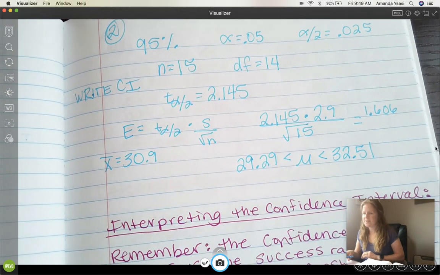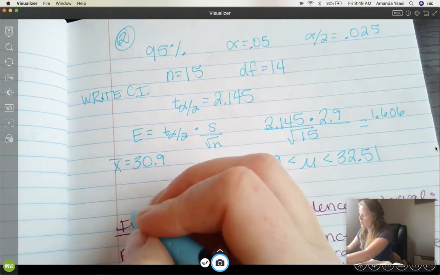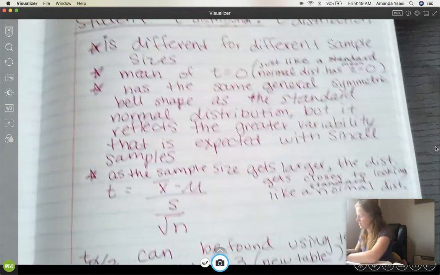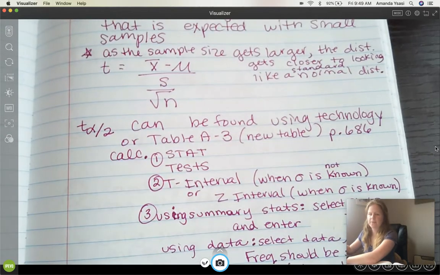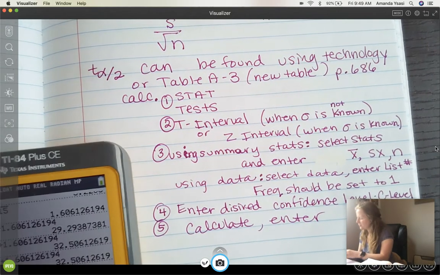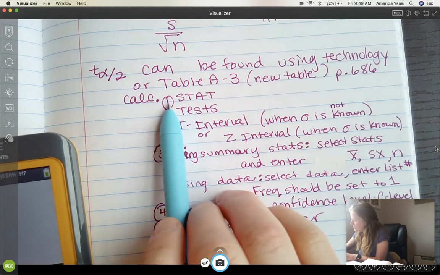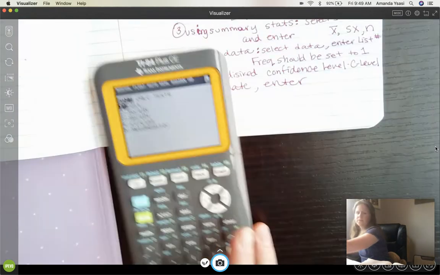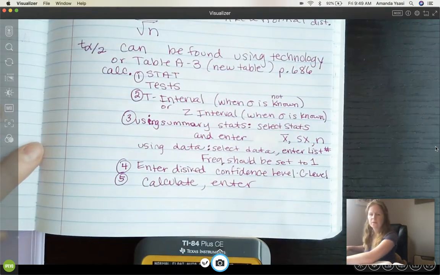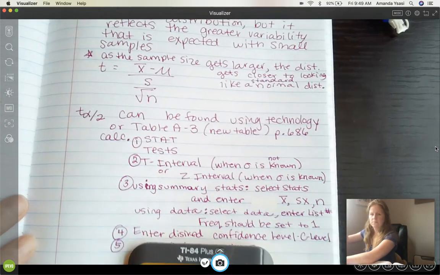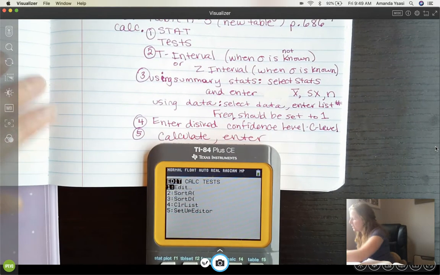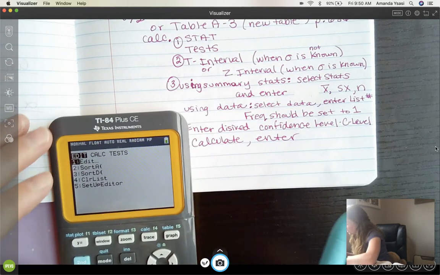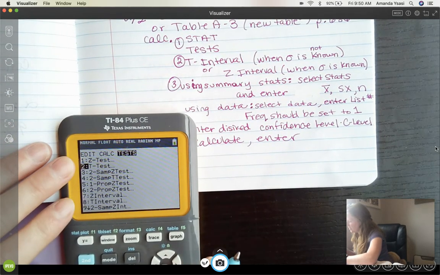Okay, so now do you want to see it in the calculator? Let's look back at our instructions for the calculator. There's a couple of pages back. So it's right here. We've done it by hand, so let me show you how to do it in the calculator. It says stat, then go to test, and we want to go to the T interval.